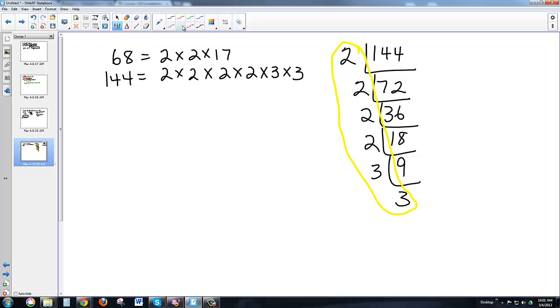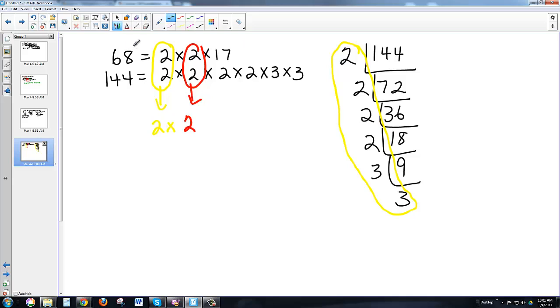Now, because we're working with a greatest common factor, here's our factor list for each of these. Let's go in and actually pick out what's common. They have a common 2. They have another common 2. This one has a 17. Is there a 17 down here? No. This has a 2 and a 2 and a 3 and a 3. None of those are up here. These ones aren't common. They aren't shared.